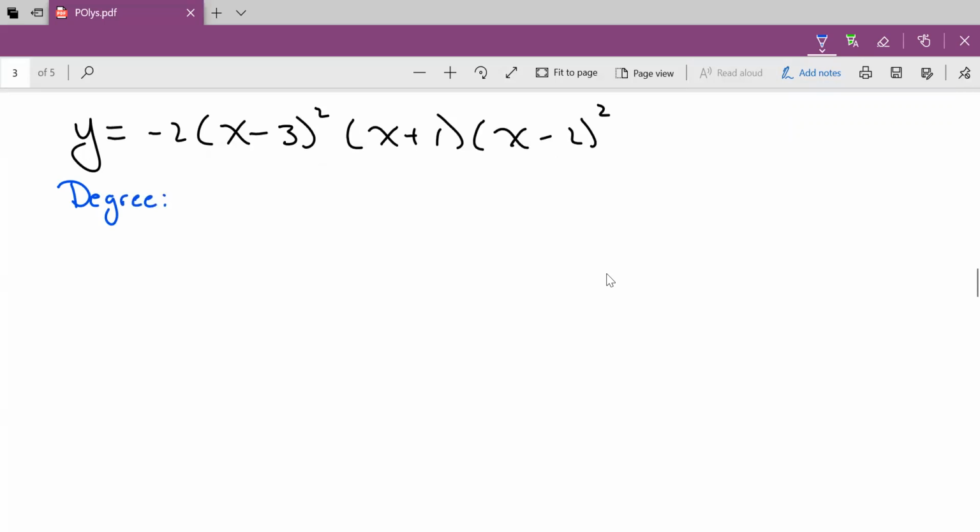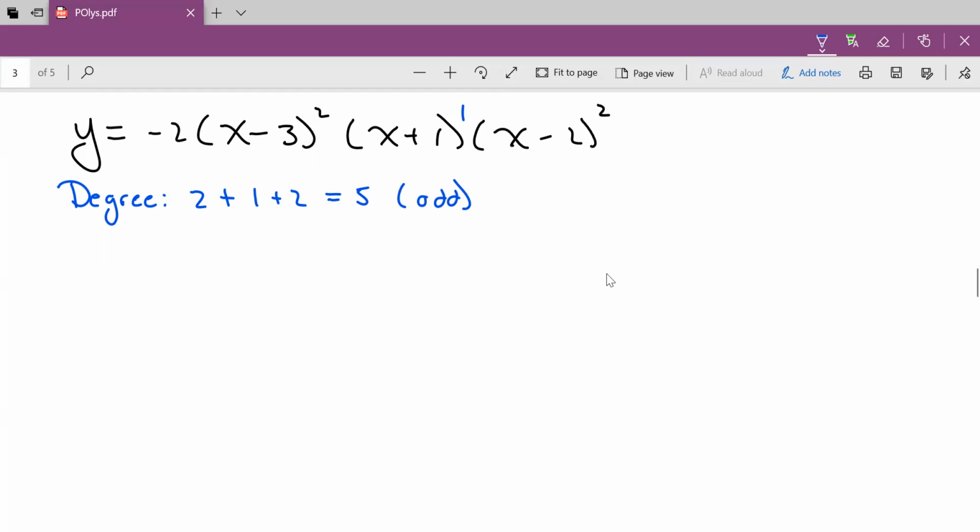To find the degree of a factored function like this, I am going to add the exponents on each of our factors, because if we multiplied this out, that would give us our highest degree. So 2 plus 1 plus 2 is 5. This is degree 5. This is the highest degree that I can give you in grade 12. It's also odd.